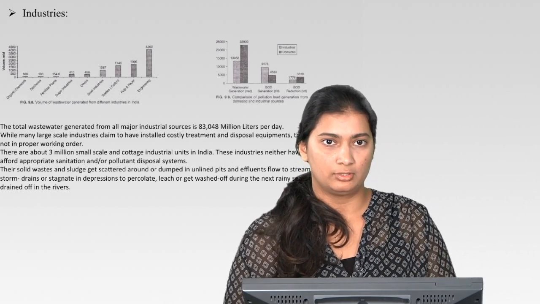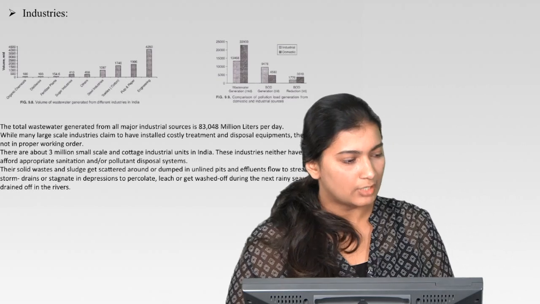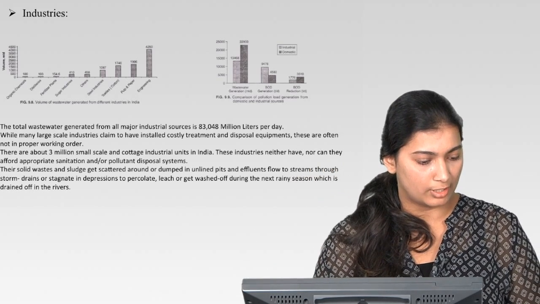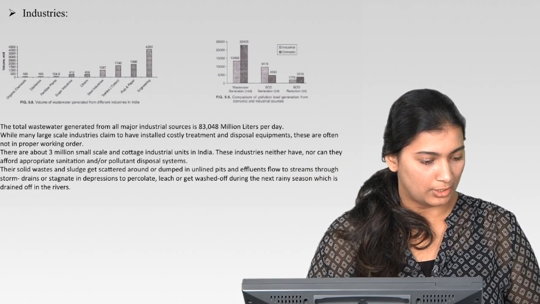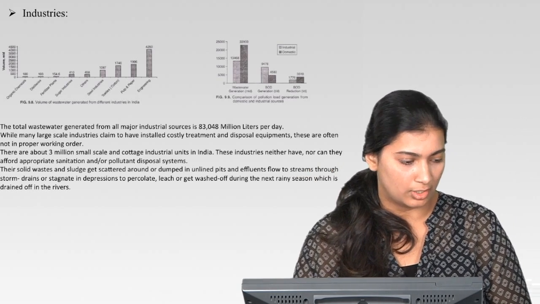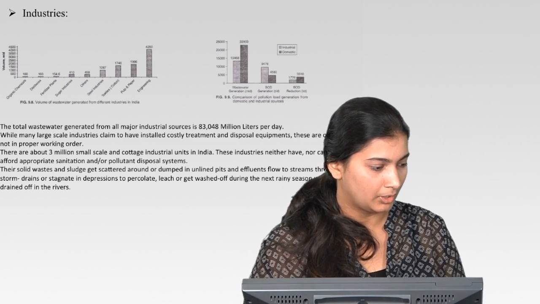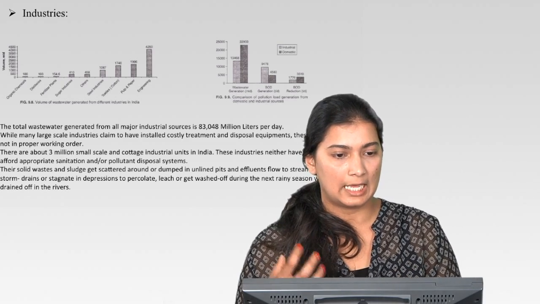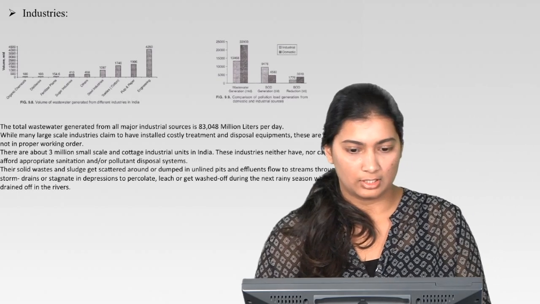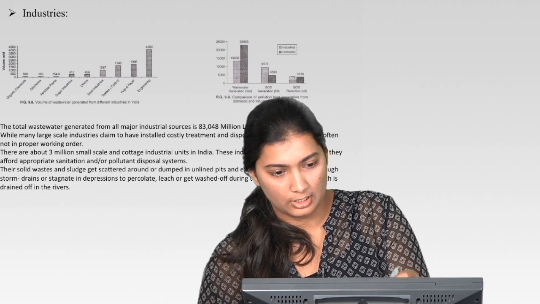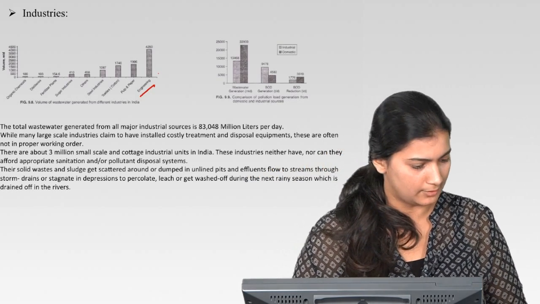So another major source is industries. Most of the Indian rivers and other sources of fresh water are polluted by industrial waste or effluents. The total wastewater generated from all the major industry sources is about 83 million liters per day. Different industries produce different quantities of wastewater. As you can see in the graph, the engineering industry produces the maximum amount of wastewater.